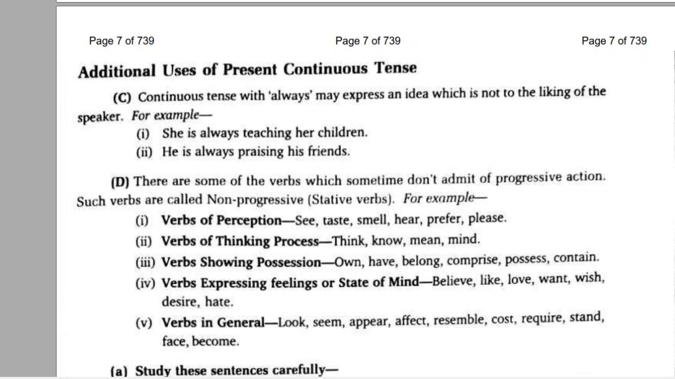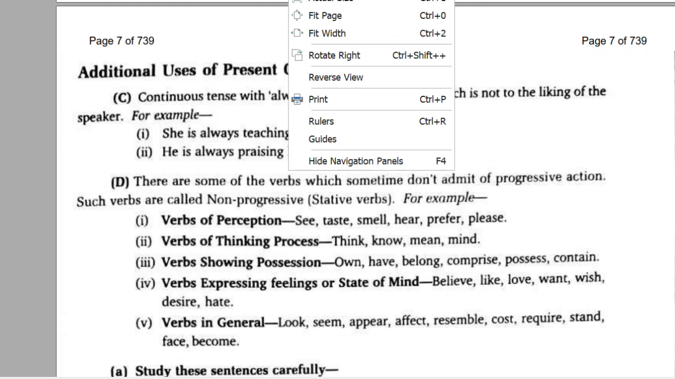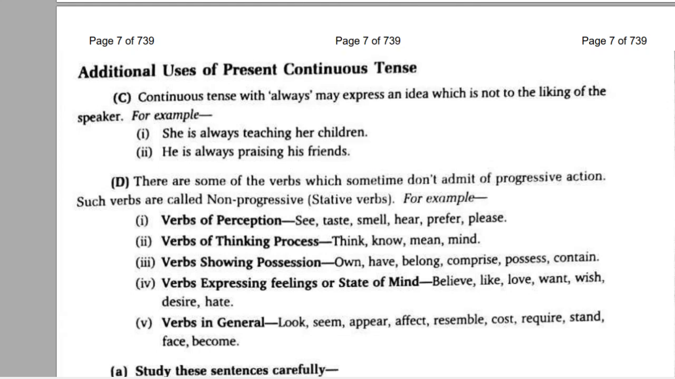Now there are additional uses of the present continuous tense. The continuous tense with always may express an idea which is not liked by the speaker. She is always teaching her children. So the continuous tense with this word always expresses something going on in the action.